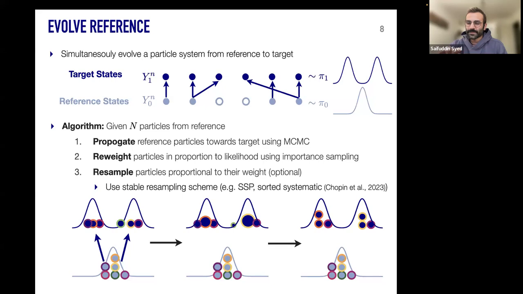In practice, for the purpose of this talk, I'm not going to be focusing on the details of the resampling procedure. There's phenomenal work done by Nicolas Chopin, Sumit Singh, and co-authors. My recommendation is just to use SSP or sorted systematic or any stable resampling procedure from that paper.